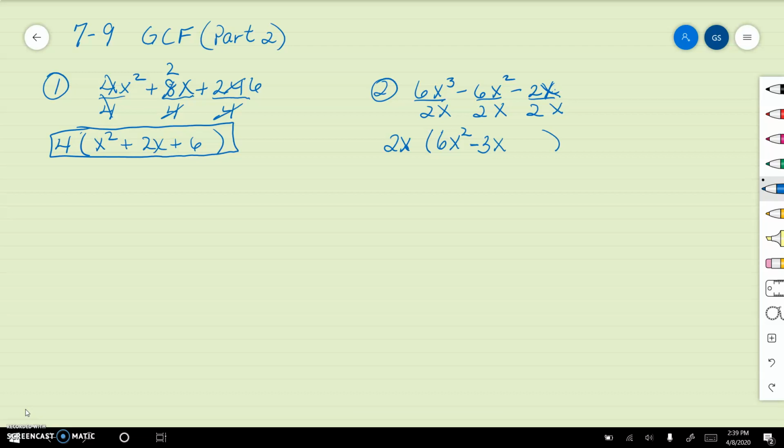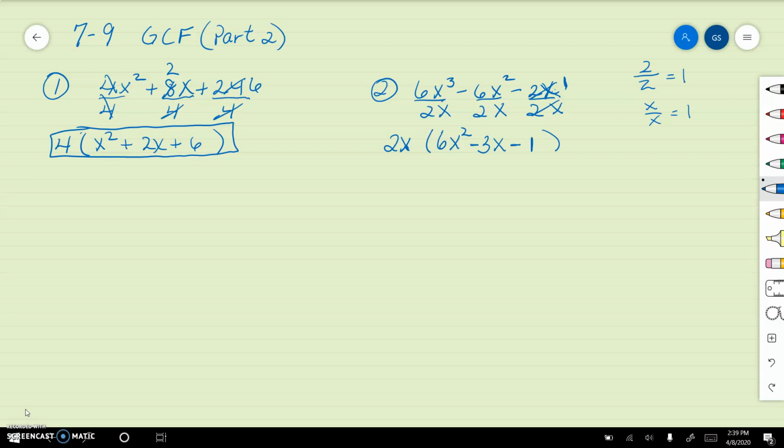Just off to the side, I'm going to show you this. 2 divided by 2 equals 1, right? Well, x divided by x also equals 1. So 2x divided by 2x equals 1. You don't just cross them out. You have to put a 1 in the place of something divided by itself. So what we have left there is a minus 1. I'll do another example like that before we go.